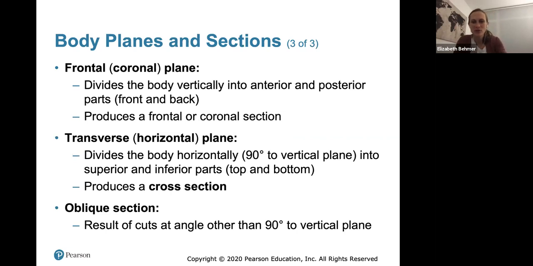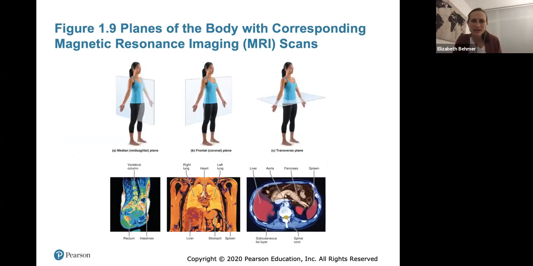The frontal or coronal plane divides the body vertically into an anterior and a posterior part. So if you kind of cut right down the side and then separate out a front and back and then open up, that's what you would be looking at, a frontal cut. A transverse or horizontal plane divides the body horizontally into a top and bottom, or superior and inferior. So this produces a cross section. An oblique section we don't refer to as much, but this results from a cut at an angle other than 90 degrees. And here are just planes of the body with corresponding MRI scans.